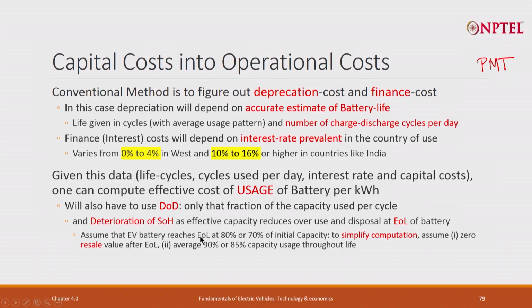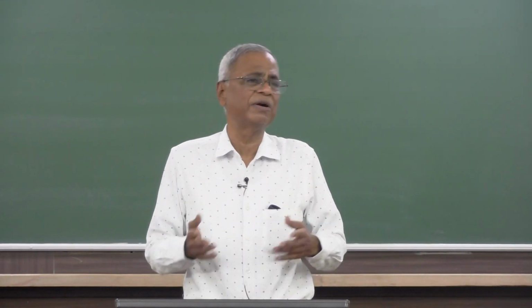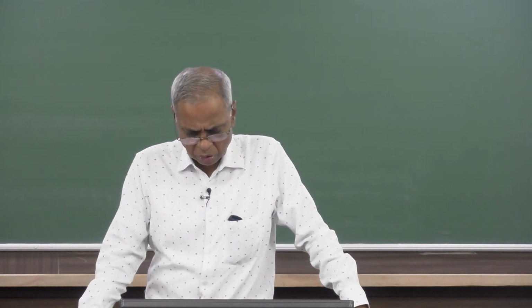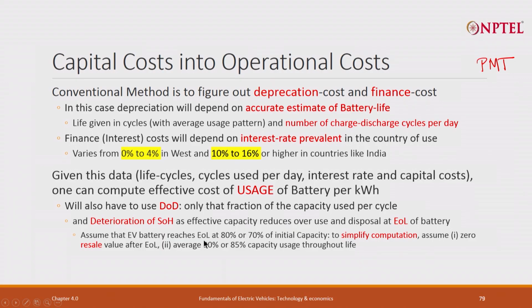In our computation, we will assume that a battery reaches end of life at 80% or 70%. Normally, that is what you use. If I initially got 100 kilometers, and now I am getting 80 or 70 kilometers, I will certainly replace the battery. I do not want to use it. So, end of life is taken as 70, 75, or 80; a good value will be 80. To simplify, we will assume 0 resale value of the battery. Now, there may be a resale value of the battery. We can take that into account later on.